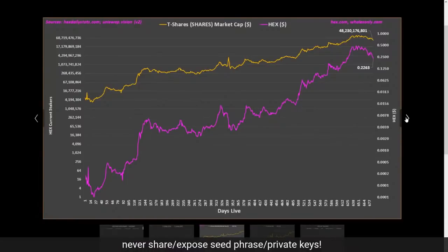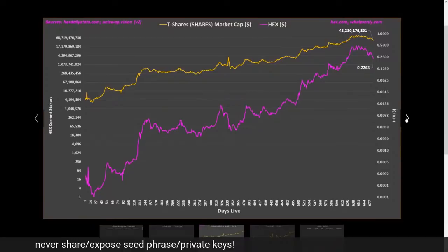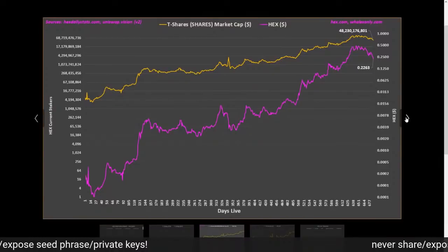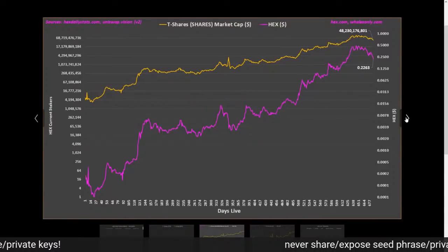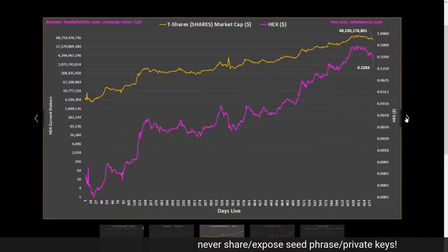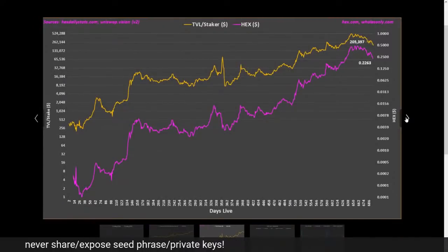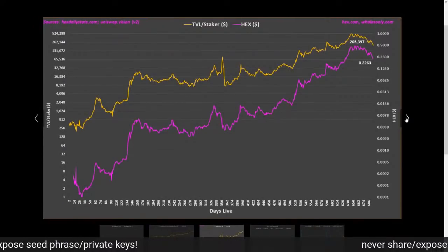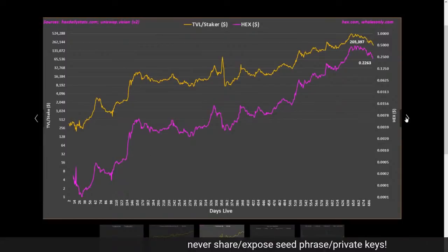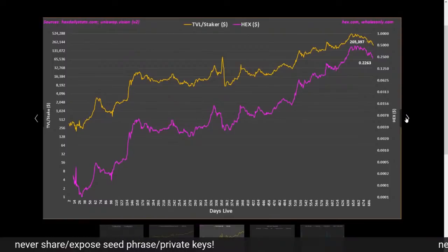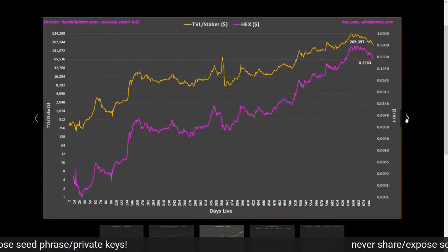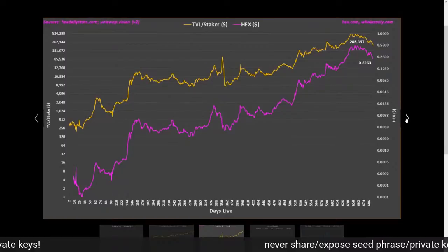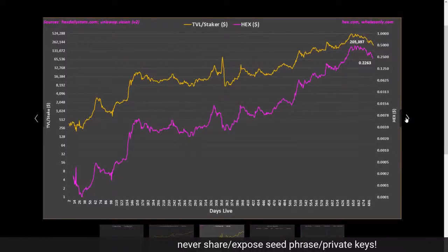And we have T-shares global market cap, or T-shares market cap versus Hex price, and as you guys can see, 48 billion market cap for T-shares. Versus a price as of last night of 22.5 cents. And that led to a total value lock per staker of 205,000, basically. So a little pullback, but as you guys know, it's only a matter of time before the sellers run out of ammo. And I got a chart that's showing exactly where this Hex is going, right?